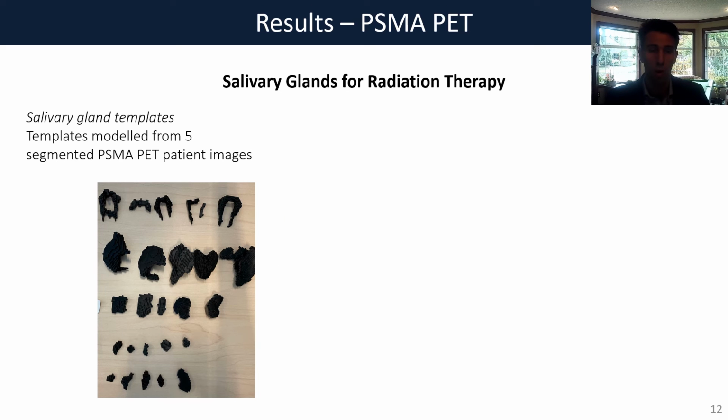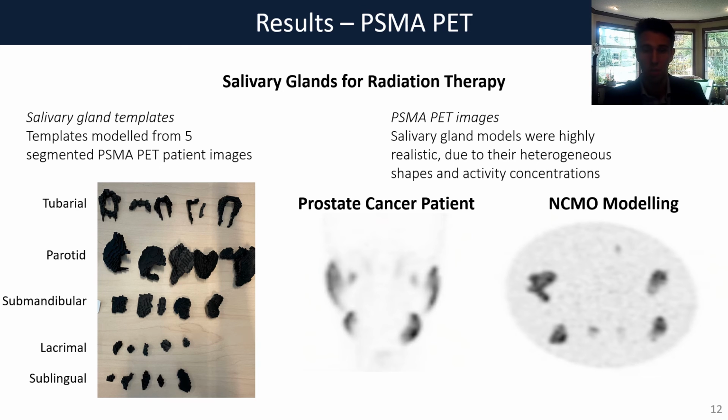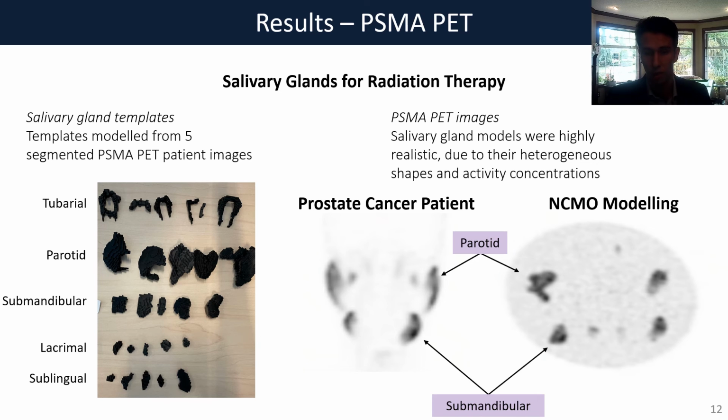And we also modeled the salivary glands using templates from patient images. Here you can see the tubarial glands, parotid, submandibular, lacrimal, and sublingual. And we insert these into a phantom and compared them with patient images. In particular, here you can see the parotid and submandibular glands. And overall, they appear to be reasonably realistic due to the heterogeneous shapes and activity concentrations that we can create.